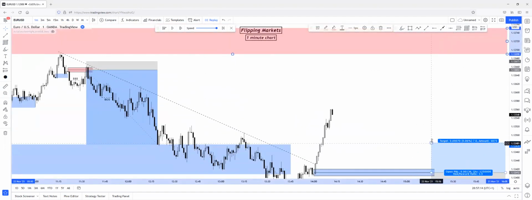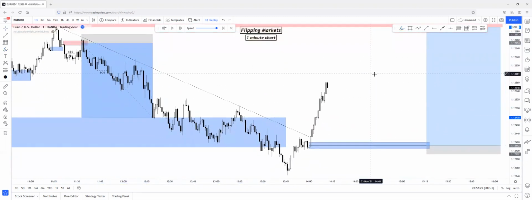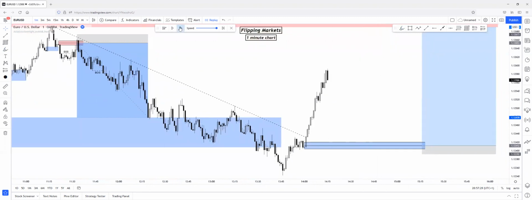I will just aim for this zone because, as I said, there are still loads of orders sitting on this zone, and the liquidity trend line is just above this zone. So price has a really great chance to tap this zone. Okay, so our limit order has been set. Let's wait for price to tap this zone.